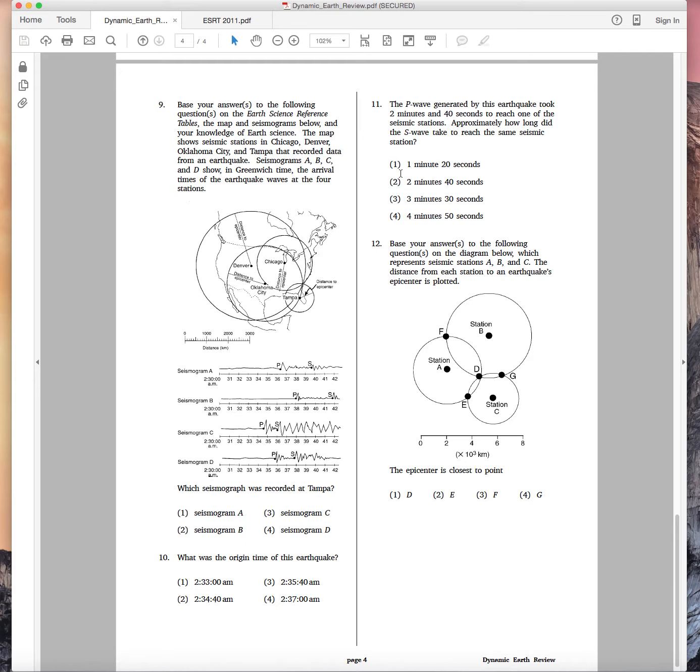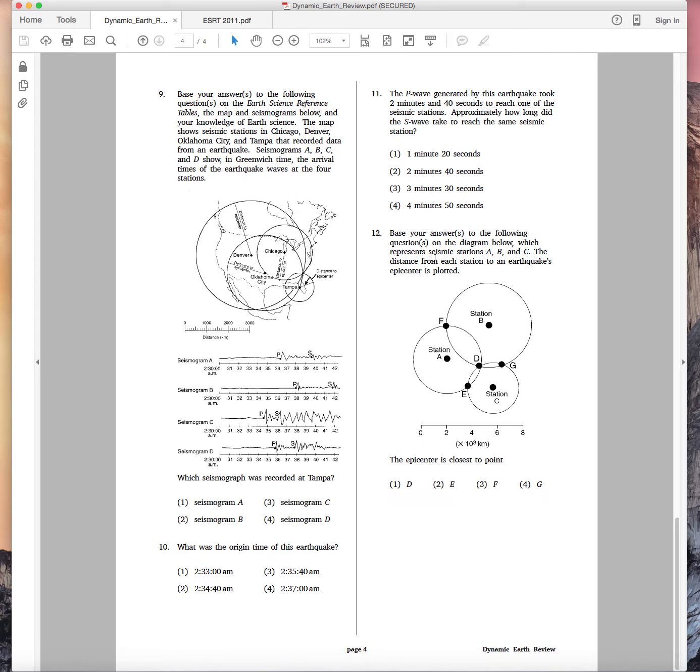All right, so based on that, we can eliminate 1, 2, and 3. And of course, between 4 minutes and 40 seconds and 5 minutes, we have 4 minutes and 50 seconds as the answer. So 11 is 4. All right, moving on to number 12.